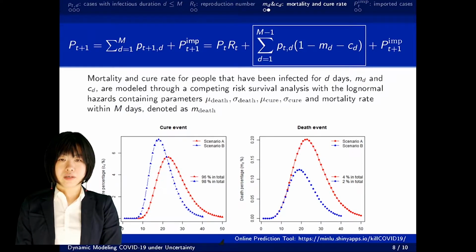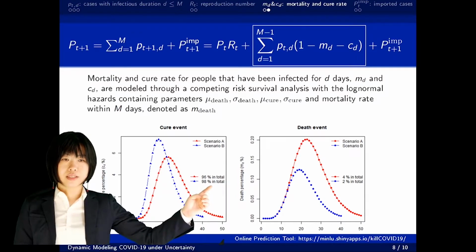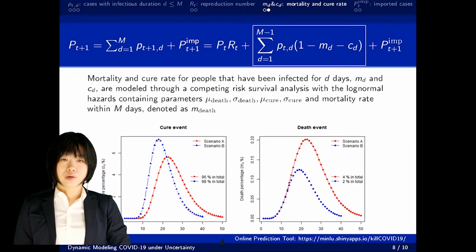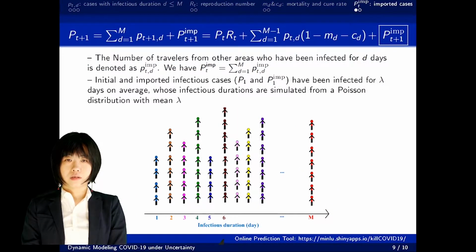We are mimicking a new drug is available in scenario B, where you can see that the mortality rate in scenario B is 2%, which is less than that in scenario A. Also, patients get cured earlier in scenario B. The infectious durations for initial and imported cases are simulated from a Poisson distribution with mean lambda.